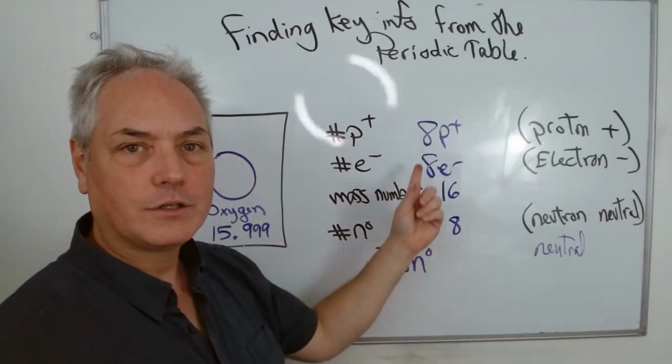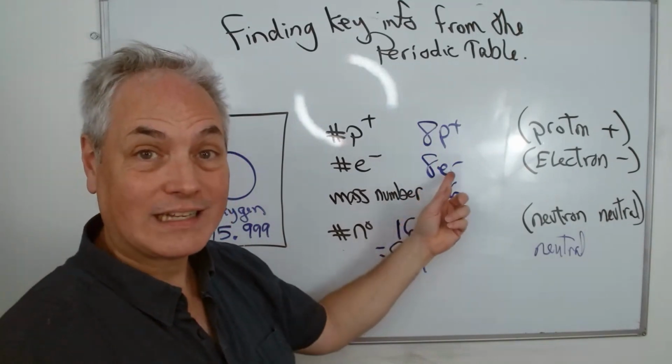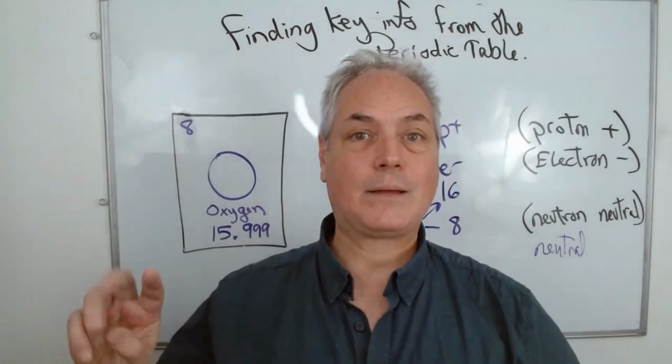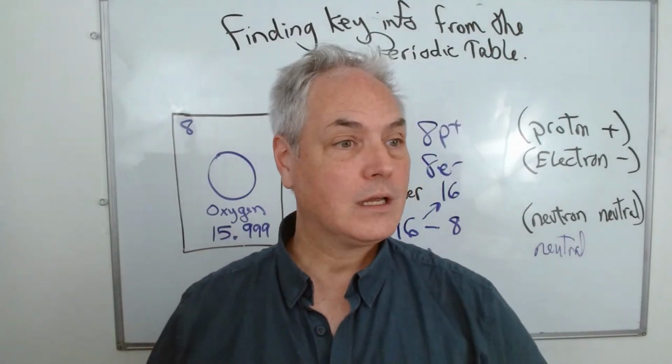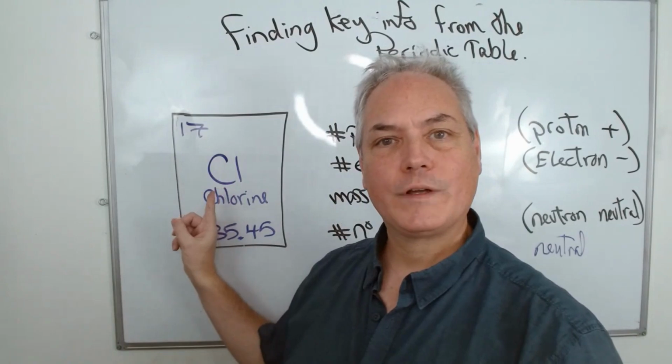We need this information: the number of positive charges, protons; the number of negative charges, electrons; and the number of neutrons in the nucleus. So that's our second example. Let's see if we can do the third example, and we're going to choose chlorine today. My third example is chlorine like this.